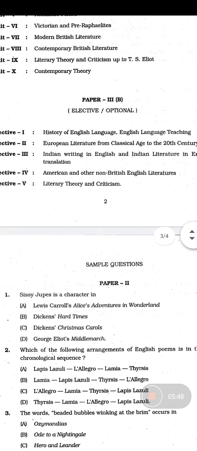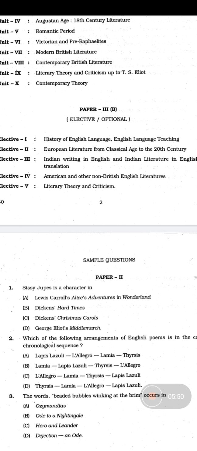Then we have question number two. We have to arrange in chronological order. Let's see the options. El Allegro will be the first, written in 1645. Then Lamia, 1819, by John Keats. Then Thyrsis, 1865, by Matthew Arnold. And then Lapis Lazuli, written by W.B. Yeats in 1936. I hope you got it. The answer again: El Allegro, Lamia, Thyrsis, Lapis Lazuli.